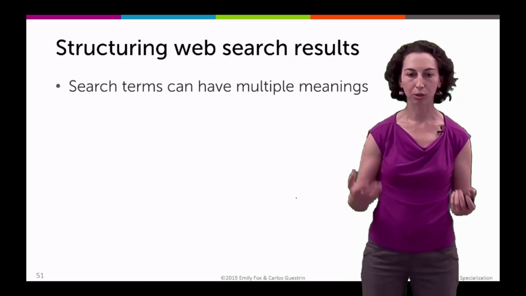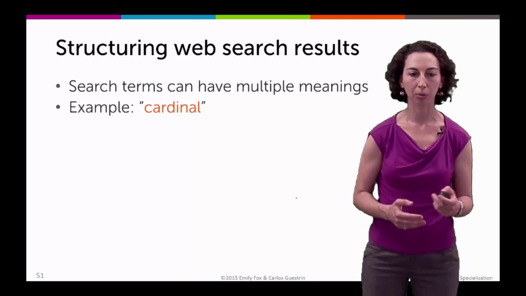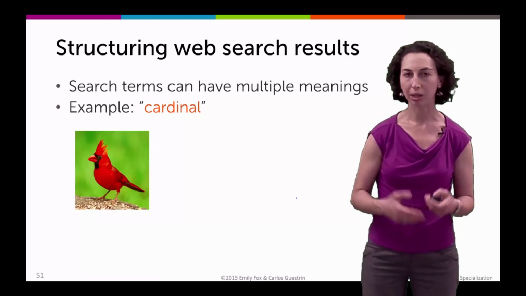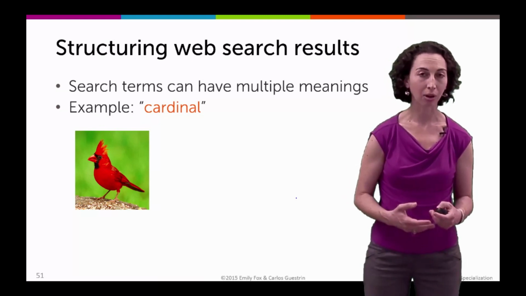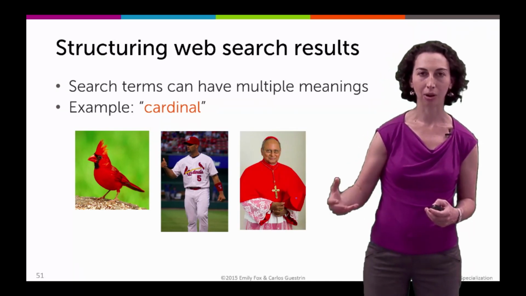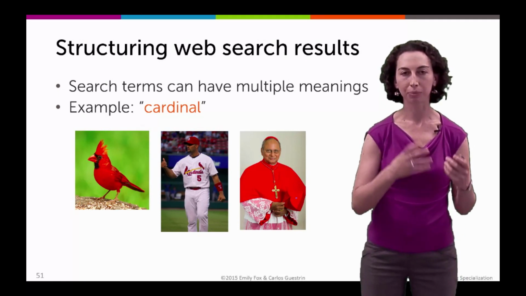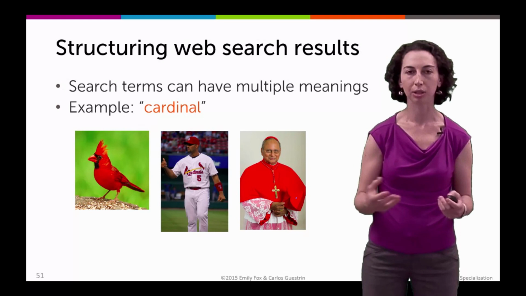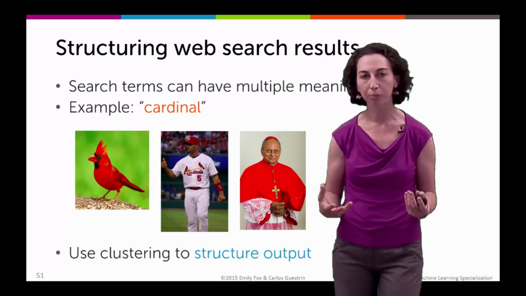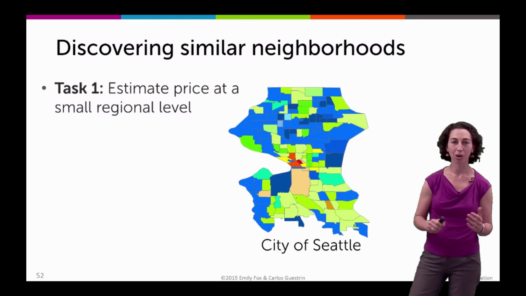And finally, we can think about structuring web search results. For example, search terms can have multiple meanings, like the word cardinal. If I type this into Google, maybe I want an article about a cardinal, the bird, maybe about the baseball team, or about a cardinal, a religious figure. So if we can structure our articles based on their content, using the same types of ideas we've talked about in this module, then I can improve the search results that I provide to people. And the list of applications goes on and on.